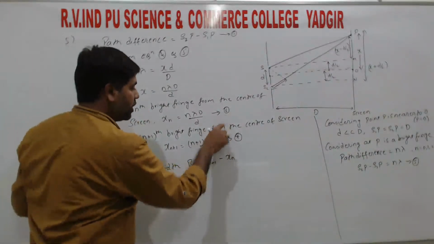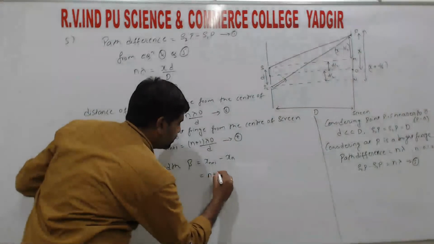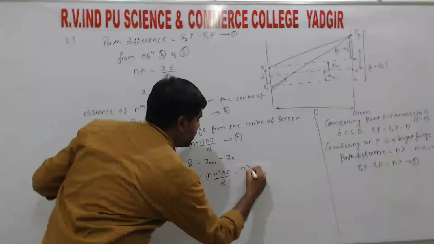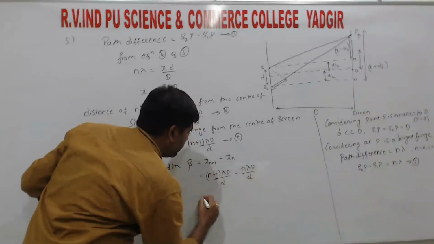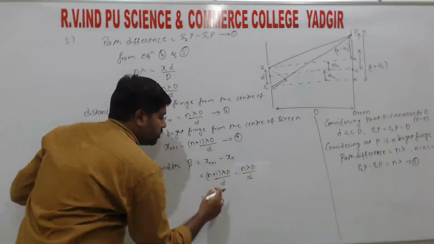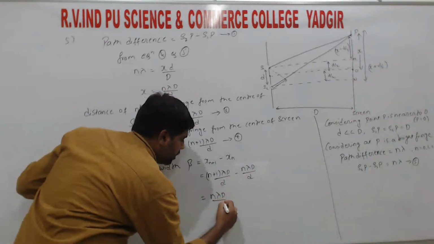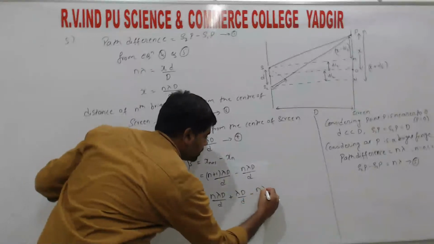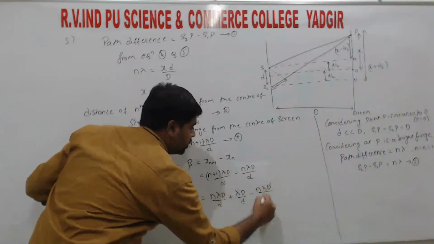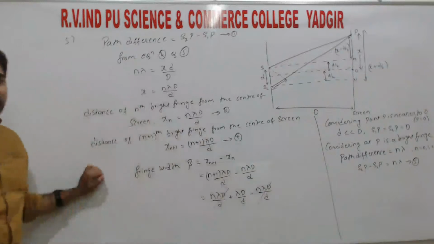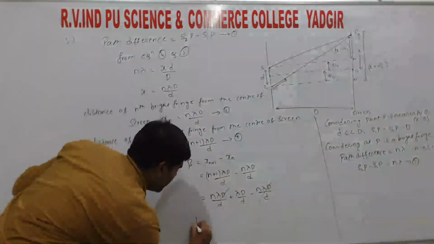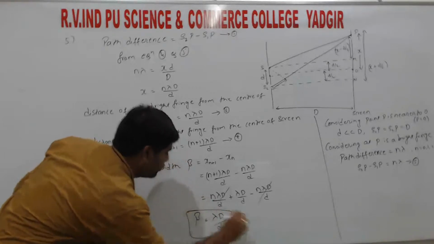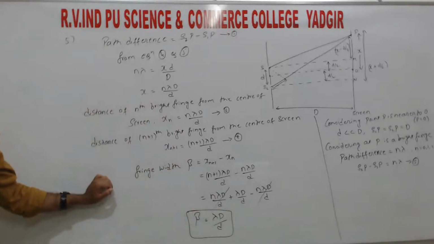So from equation 7 and 6 we can substitute and simplify. (n plus 1) lambda D divided by d minus n lambda D divided by d. So cross multiplying, inside we get n lambda D divided by d plus lambda D divided by d minus n lambda D divided by d. So plus and minus get cancelled. So we get the fringe width beta equal to lambda D divided by d. So this is the final expression.